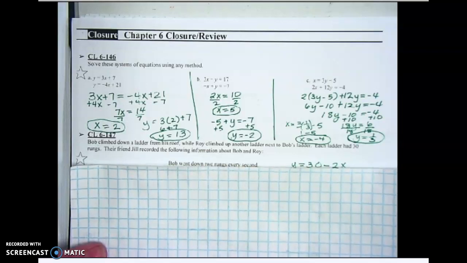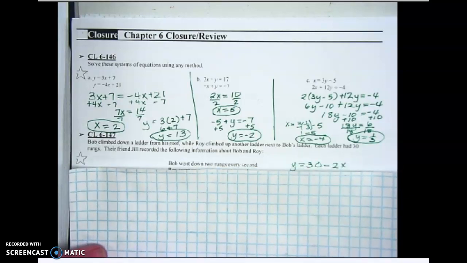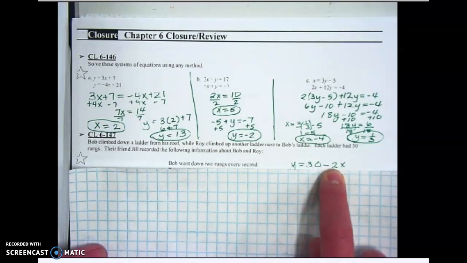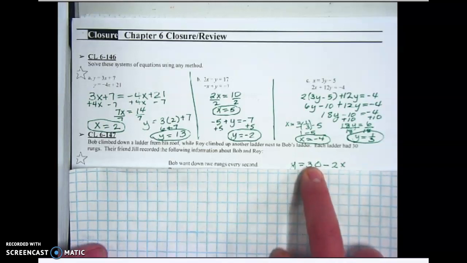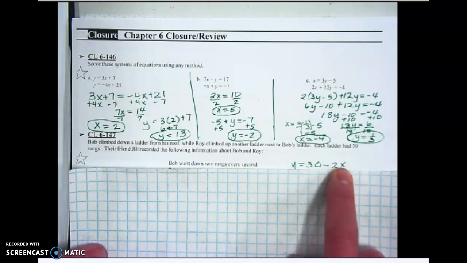All right, so the first guy, Bob, is going down the ladder. So mathematically, you're going to say minus 2x. And that ladder has 30 rungs. He's starting at the top. So he's at 30. He's going to go down 2.